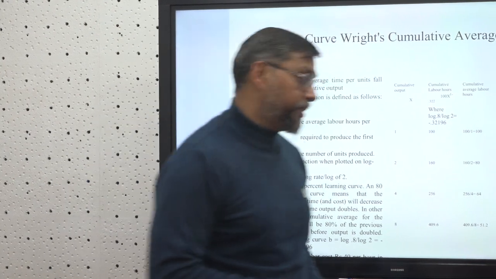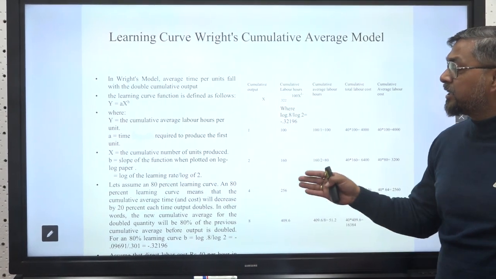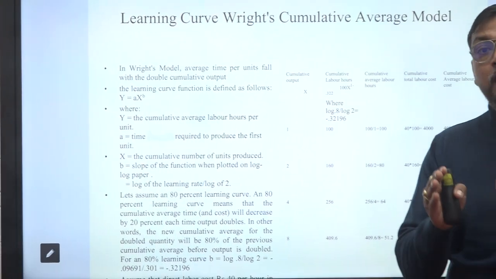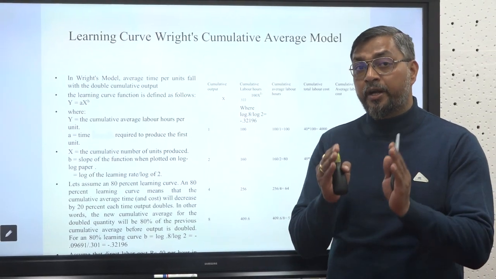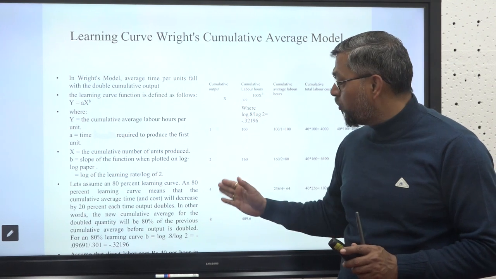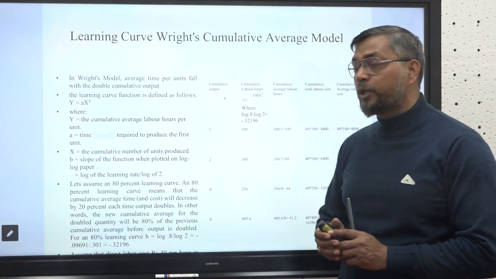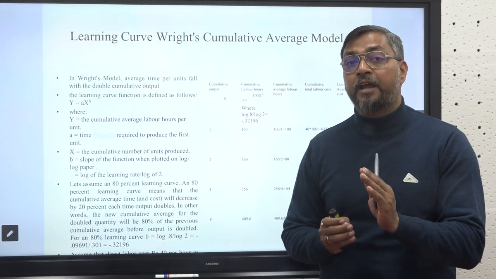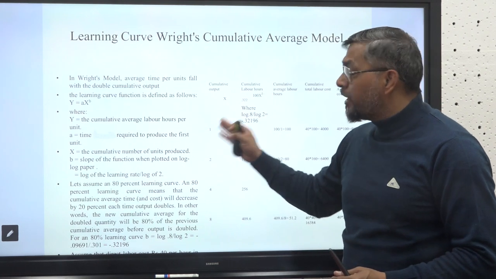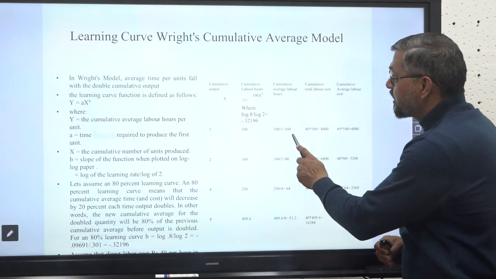Assume there is a situation where the cumulative output is given and the learning rate or the learning curve is taken as 80%. That means when a producer is producing units and the amount of units doubles, that is from 1 to 2, 2 to 4, 4 to 8, there is a learning of 80%. That means the time that is required will be 80% of the time that was taken in producing the initial unit. Let's say in producing one unit at 80%, a producer is taking cumulative average labor hours as 100.